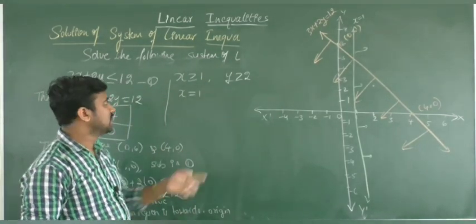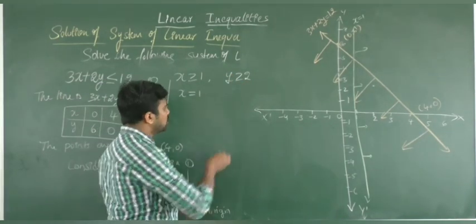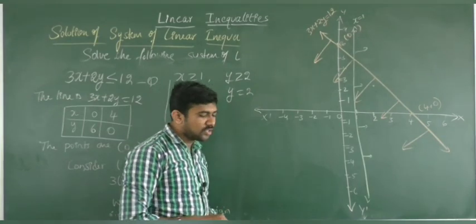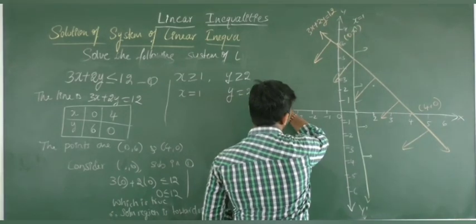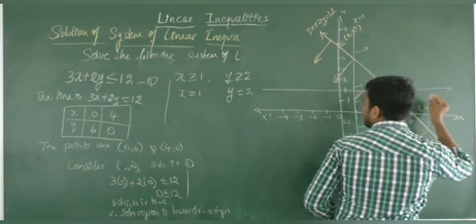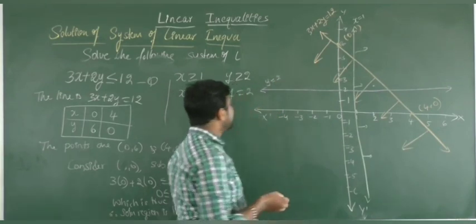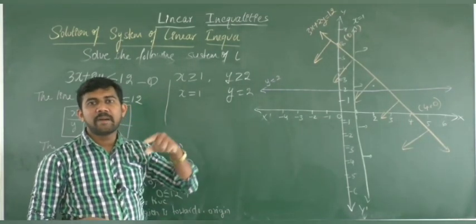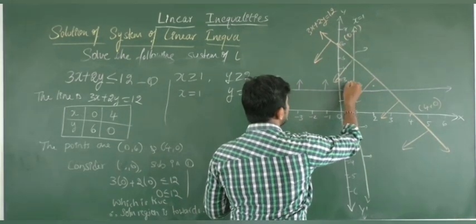Here y equal to 2 is the line. It is a horizontal line passing through the point 2 on the y-axis. What is the equation of this line? y equal to 2. Again you can observe the greater than symbol, so the solution region is the upper half plane. Upper half plane is the solution region.